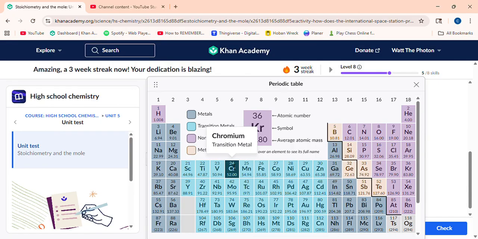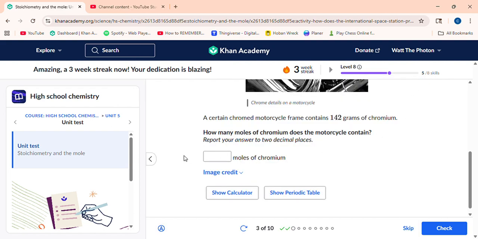Cr molar mass is 52 grams per mole. We have 142 divided by 52. How many moles does it contain? 2.73.